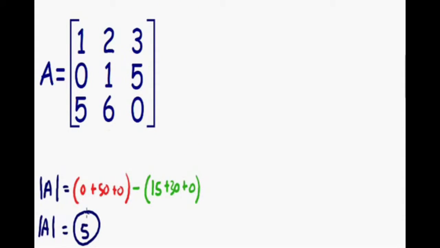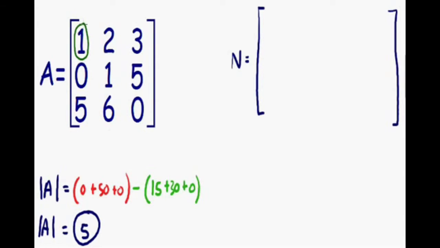So after we find our determinant, we have to find what I like to call a new matrix. So let's just call our new matrix N. So how do we know what goes inside of our new matrix N? So let's take a look at our original matrix A. Let's take a look at the number in the top left position, this number 1.